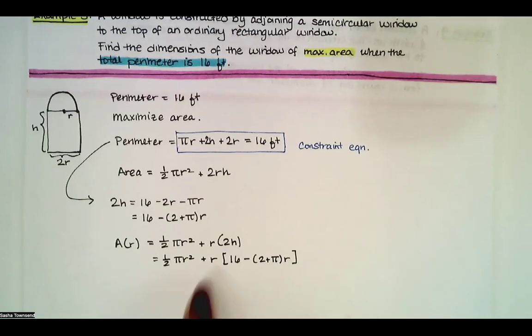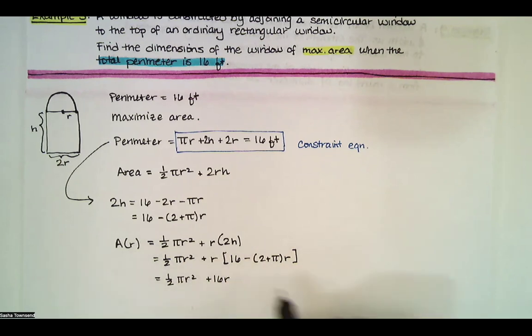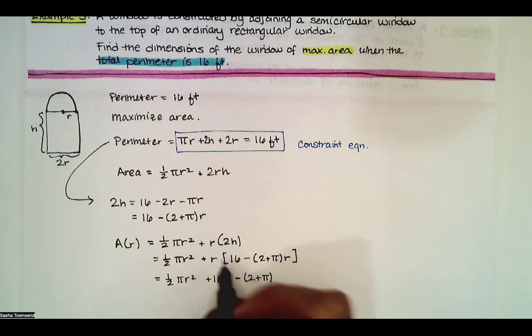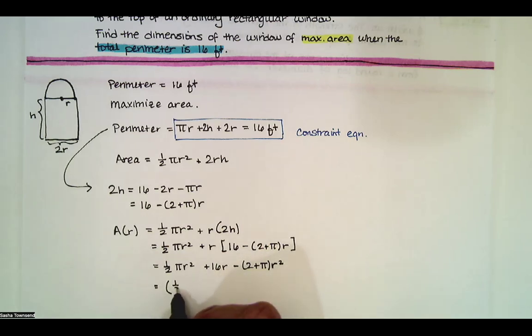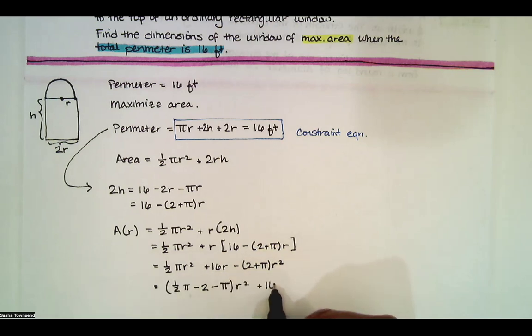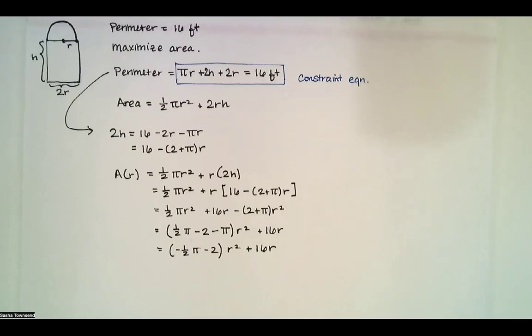Now, if I distribute that r, I've got 16r for my first expression, and then I'm subtracting this constant times r squared. And now I've got an r squared term here and an r squared term there, so I can combine those. I have 1/2 pi minus 2 minus pi times r squared plus 16r. And 1/2 pi minus pi is negative 1/2 pi. And I see that these both have a negative in common, so I can factor that out.